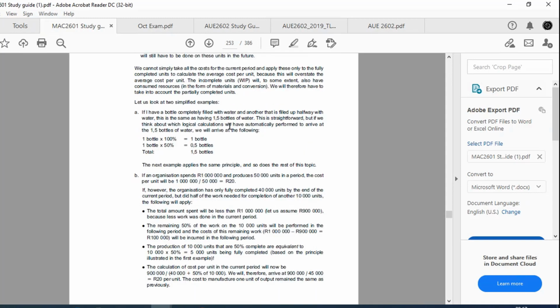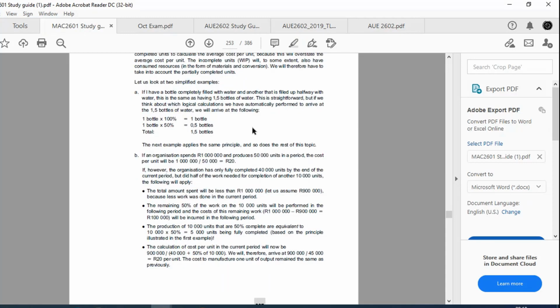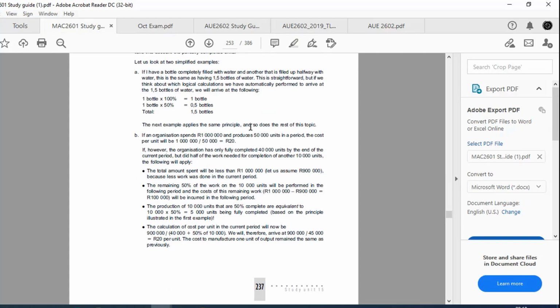We cannot simply take all the cost for the current period and apply these only to fully completed units to calculate the average cost per unit, because this will overstate the average cost per unit. The incomplete units will, to some extent, also have been worked on. We will therefore have to look at the partially completed units. So this is just saying that, as I was mentioning, if you have a July, August, every single period you have to account for the cost of your process, regardless of the fact that it's not complete yet.